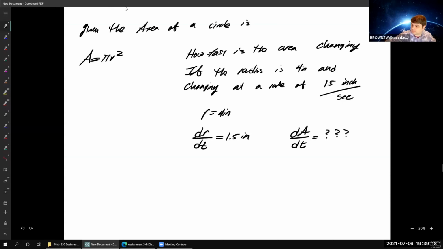Okay, so now that we have this, it lets me know a couple things. One, what variable am I going to take the derivative with respect to? Because that's always going to be the denominator here. Since we're given a rate of inches per second, we're looking at a derivative with respect to time. So I'm going to take my function and take a derivative of this with respect to t.